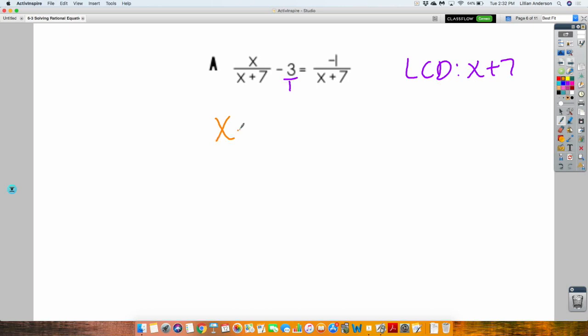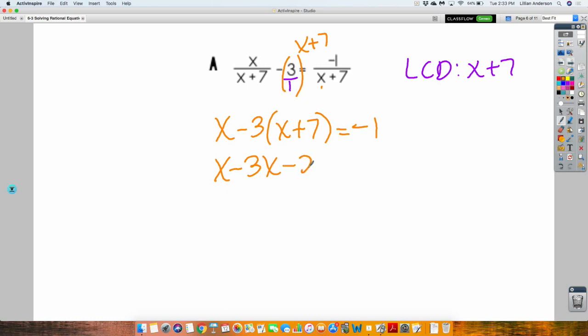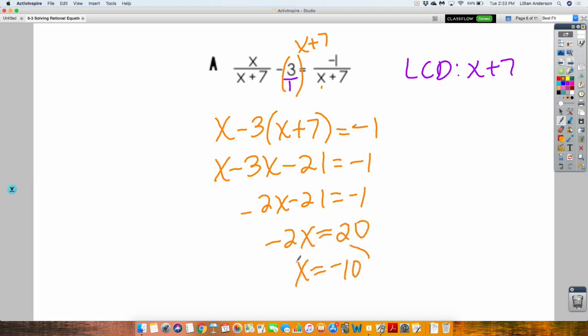So then I can just write an x. But this one, what is it missing to be the common denominator? So I'm going to multiply this negative 3 by an x plus 7. And that's going to equal negative 1 because that denominator is not missing anything at all. And by multiplying every term by whatever it's missing to get the lowest common denominator, I can just get rid of them, because essentially it's going to be the exact same thing across the board. So that's negative 2x minus 21 equals negative 1. Add 21, divide, and x equals negative 10.